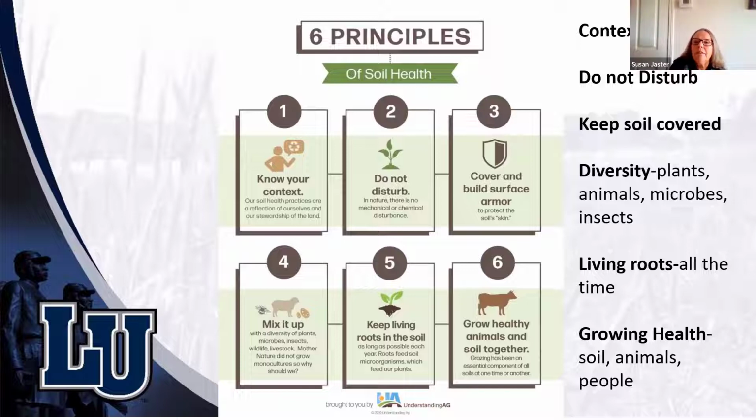So the other principles of regenerative practices are to have diverse plants, animals, and microbes, as well as insects. And then you want to have a living root in the soil at all times, or as long as possible. And we also want to look at our animals, if we have livestock on there, because they actually can help us do a better job of having active soils.